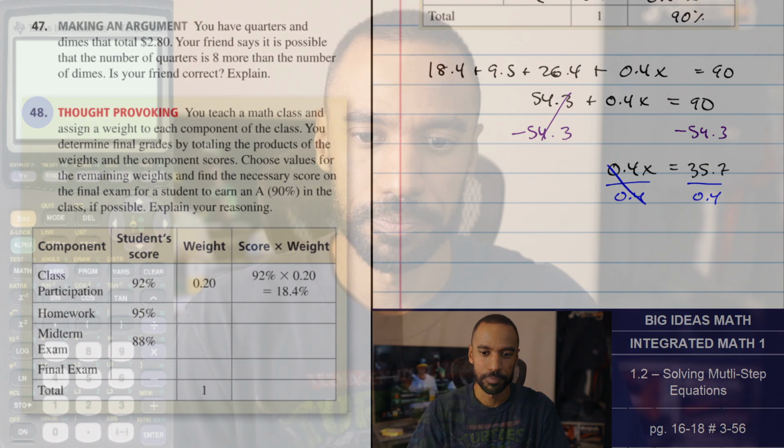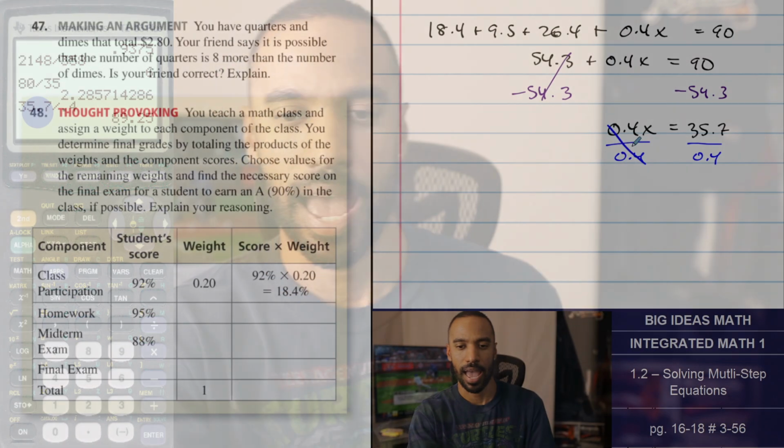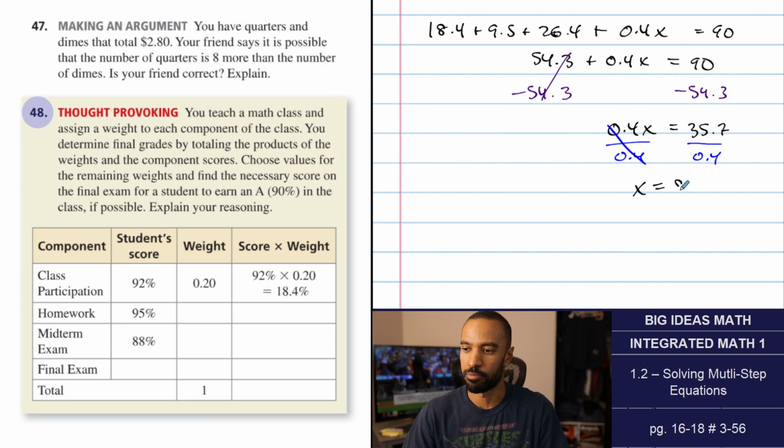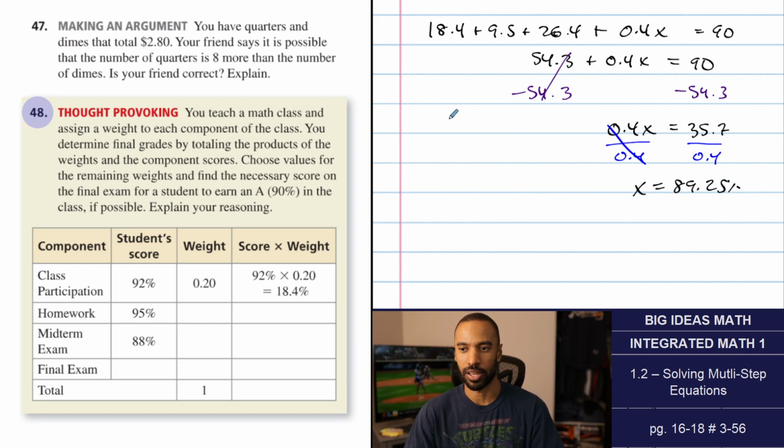So let's go to the calculator. Let's do 35.7. Sounds like a radio station. Divided by 0.4. Very high 80s. 89.25. So x equals 89.25%. That is your final exam score. You're going to need to get at least a 90% in the class. So is it possible? Yes.